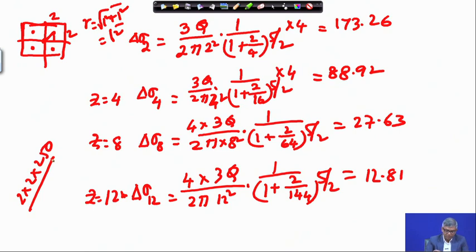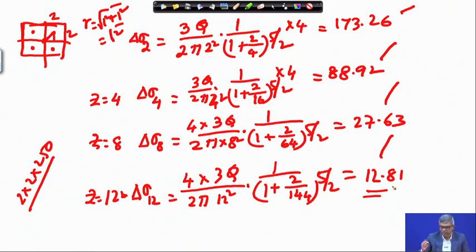So, if I do that, then ultimately I am getting this way. 173 at 2 meter, at 4 meter this, and 8 meter this, and 12 meter this, and you can see nearly less than 10% it has reached. So, now I have to apply the corner formula.